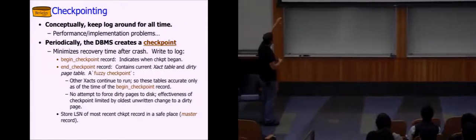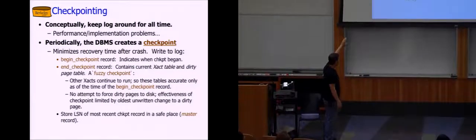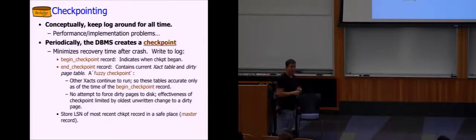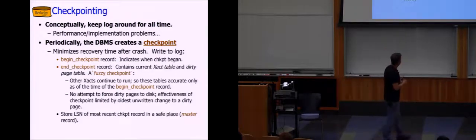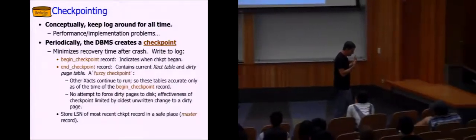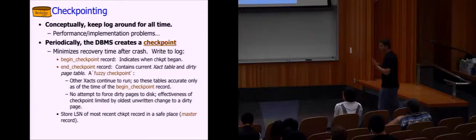All right, so what do we know? Other transactions continue to run. These tables are accurate only as of the time of begin checkpoint. They're actually later than that time. There's no attempt during checkpointing to force the buffer pool to disk because, after all, that information's in the log. Anything about dirty pages in the buffer pool is either in the log or it's going to abort anyway, and it doesn't matter. It's in the log tail. So the effectiveness of the checkpoint is limited by the oldest unwritten change to a dirty page. That is to say, anything that's not in the database and gets written to disk is not somehow in this checkpoint. And that'll be okay because it won't be committed.